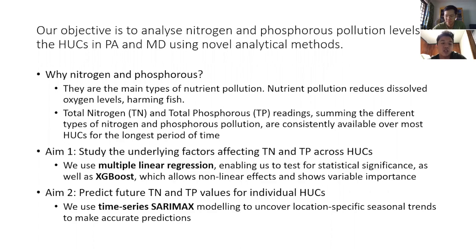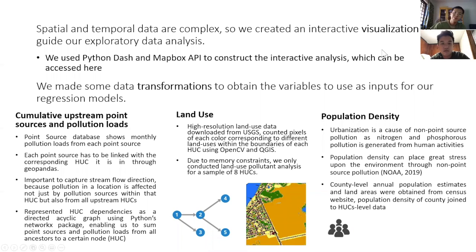Our aim with our model was to study underlying factors affecting nitrogen and phosphorus levels across HUCs, which we achieved by using multiple linear regression as well as XGBoost to show factors and variable importance. Next, we also attempted to predict future nitrogen and phosphorus levels for individual HUCs, which we did by using time series SARIMAX modeling to uncover location-specific seasonal trends. So let's talk about how we process and analyze the data.